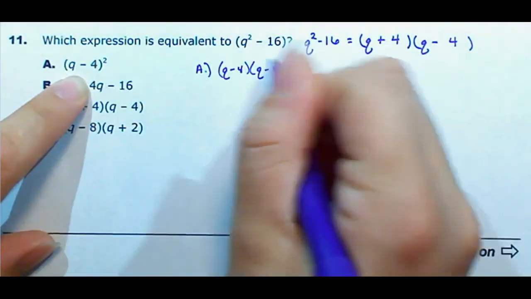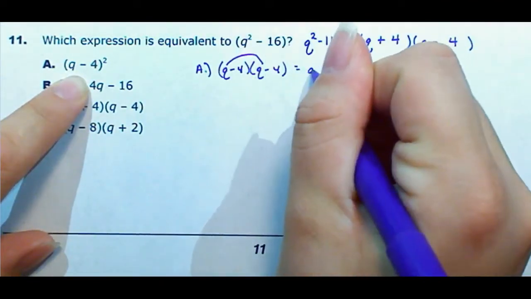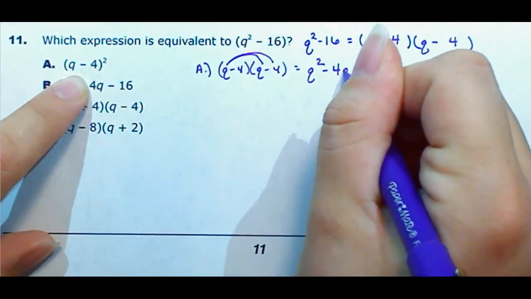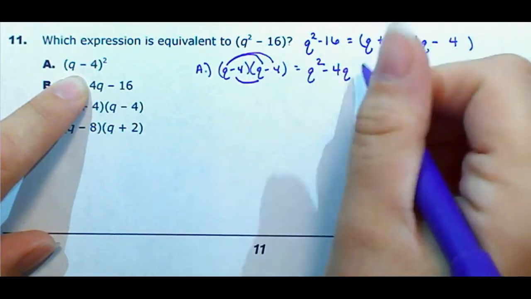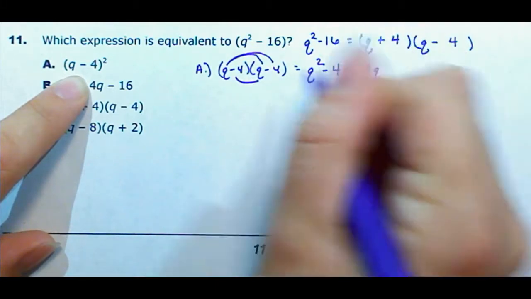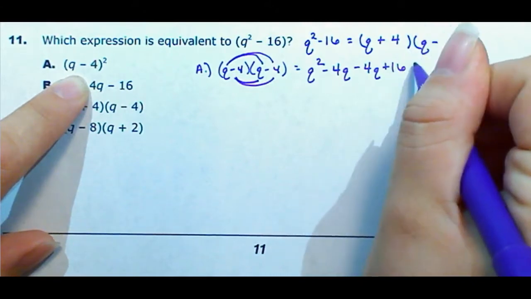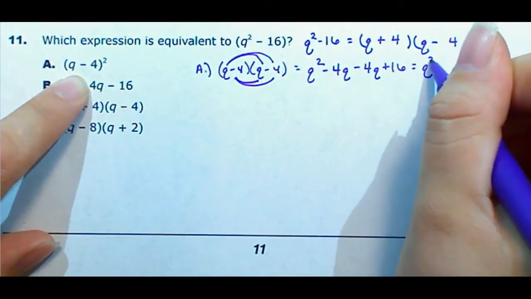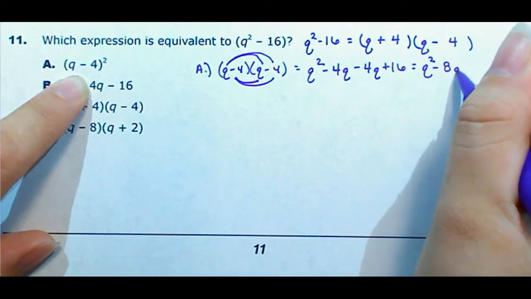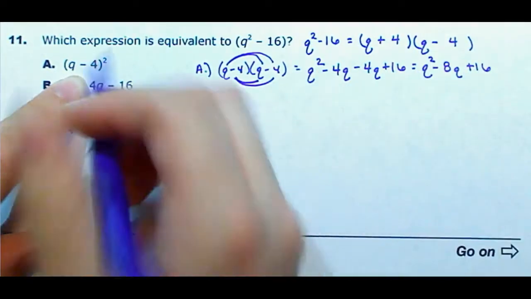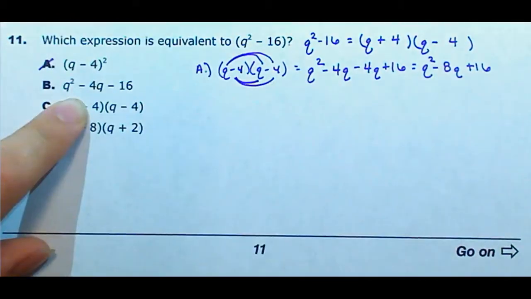Then you would distribute. q times q is q squared. q times negative 4 is negative 4q. Negative 4 times q is negative 4q. And negative 4 times negative 4 is positive 16, which is going to leave you with q squared minus 8q plus 16, which is not q squared minus 16. So A is not correct.